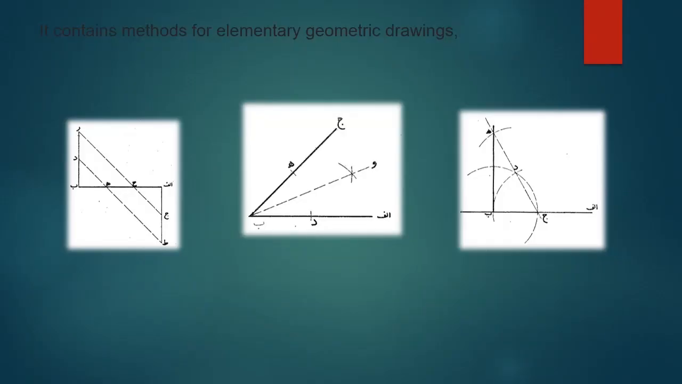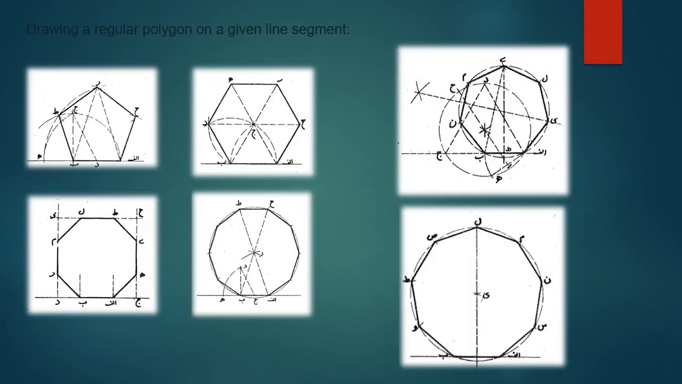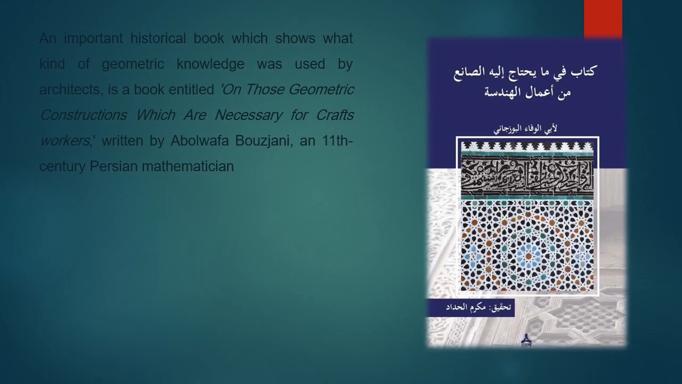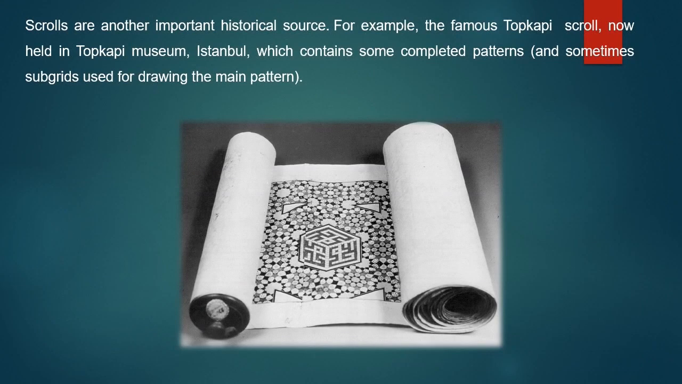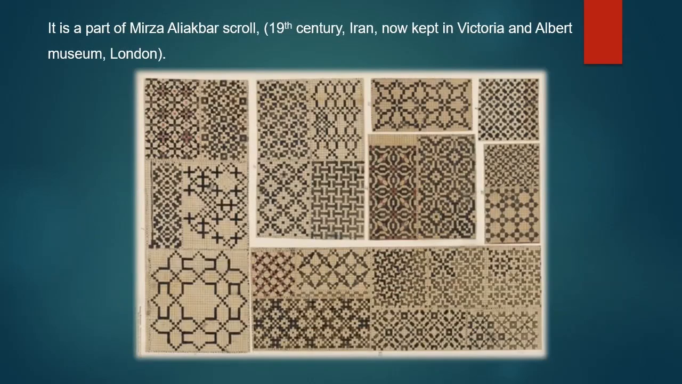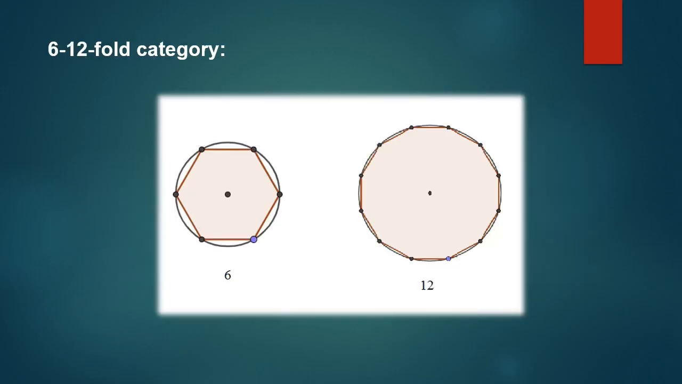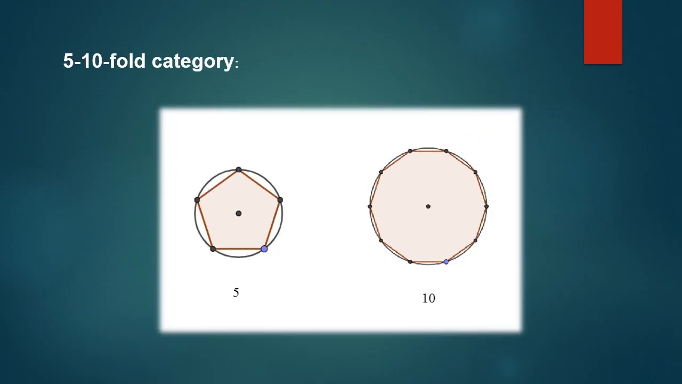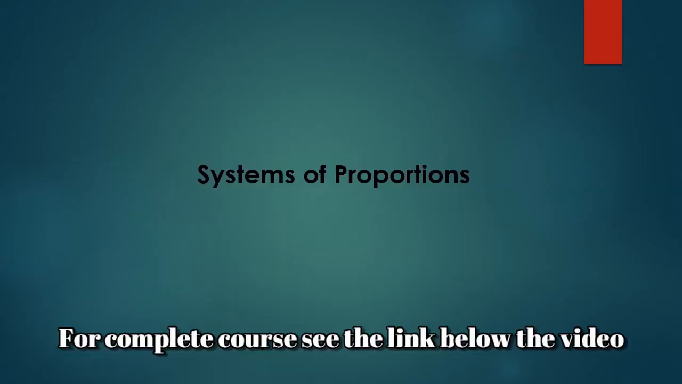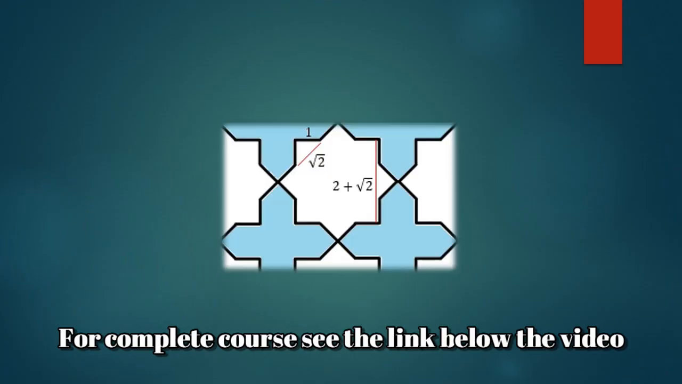In section 1, we address the fundamental geometric ideas used in Islamic geometric patterns and also refer to a number of historical sources related to this subject. Then we introduce main categories of these patterns. Patterns based on 4/8-fold symmetry, patterns based on 6 and 12-fold symmetry, and patterns based on 5 and 10-fold symmetry. We also provide explanation of the type of proportions that appear in each of these categories.